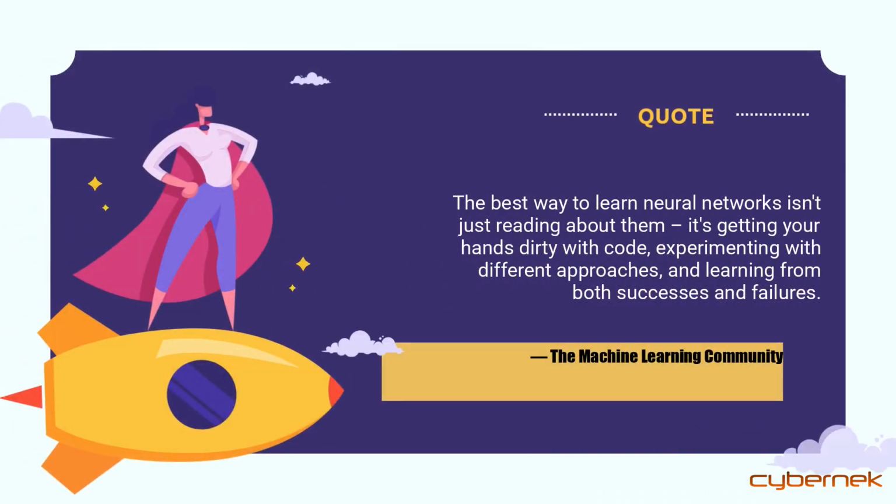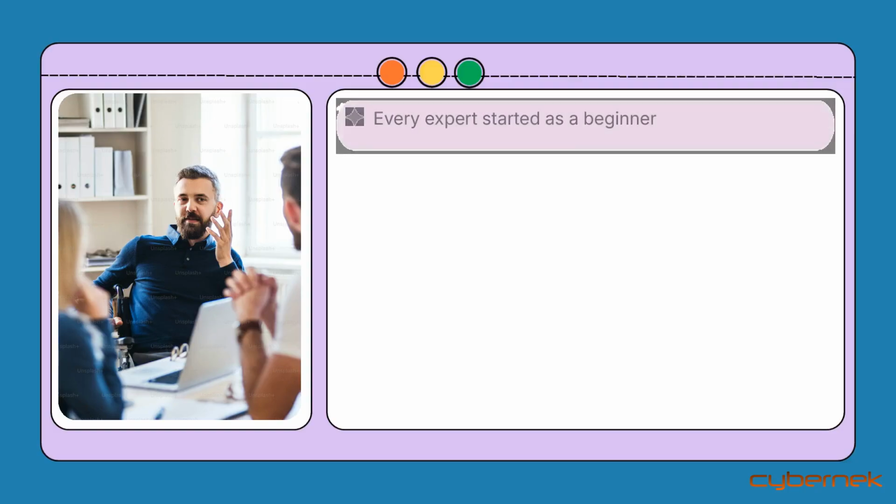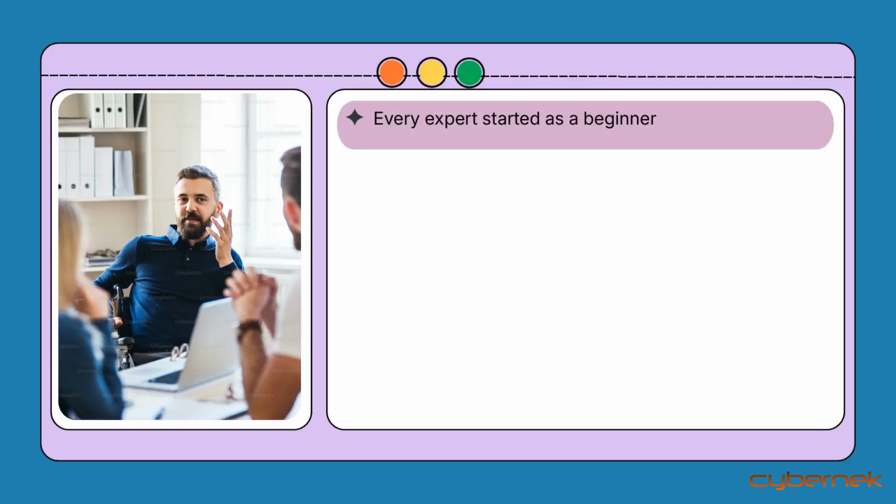Quote, "The best way to learn neural networks isn't just reading about them. It's getting your hands dirty with code, experimenting with different approaches, and learning from both successes and failures." The machine learning community. Remember, every expert was once a beginner.